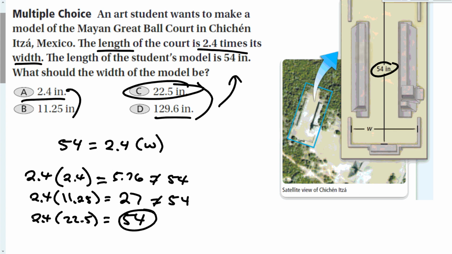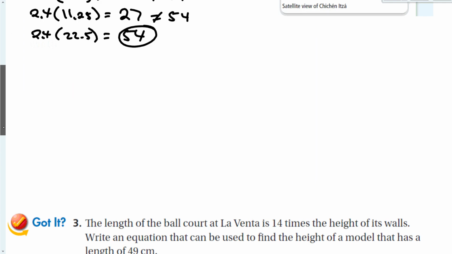A very useful test-taking technique if you have a multiple choice question. Okay? Let's look at another problem.